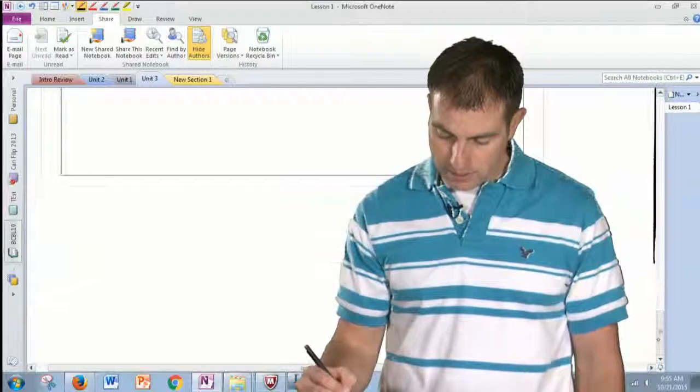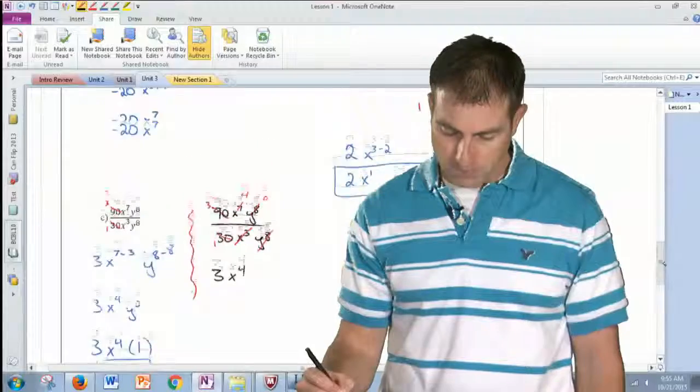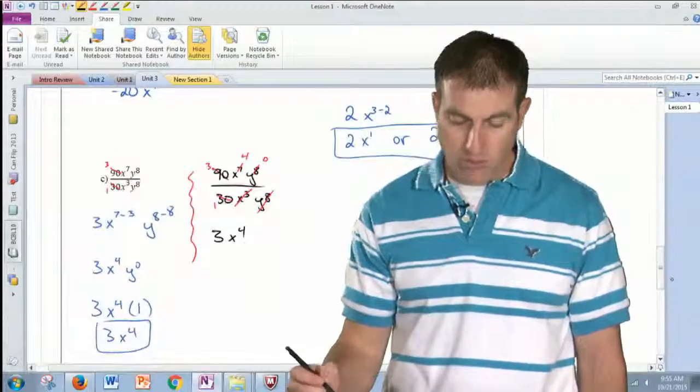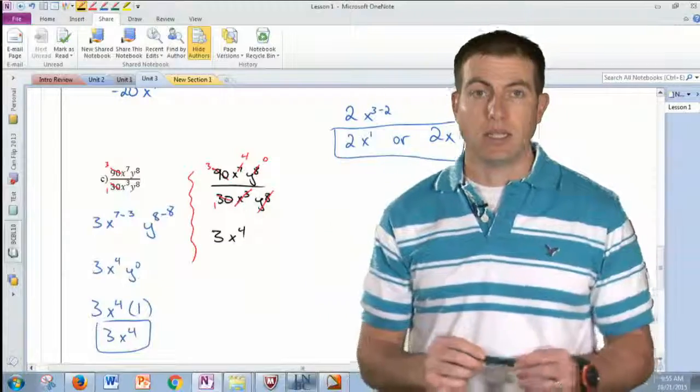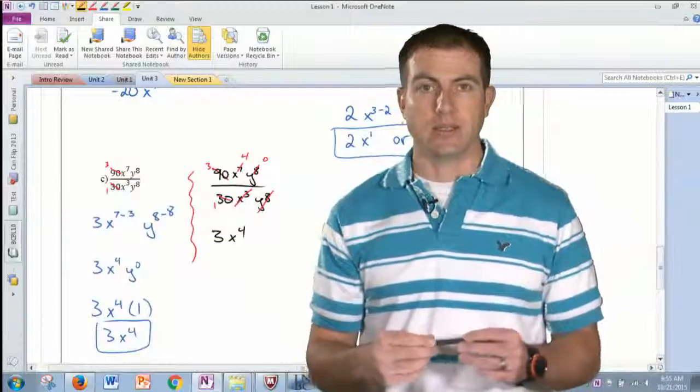Is that it? Oh my goodness. There you go. Does anybody have any questions about adding, subtracting exponents? Anything you had issues with there, didn't understand?